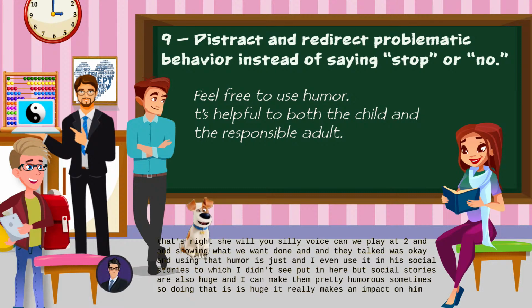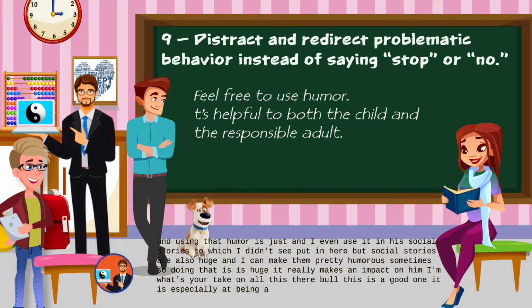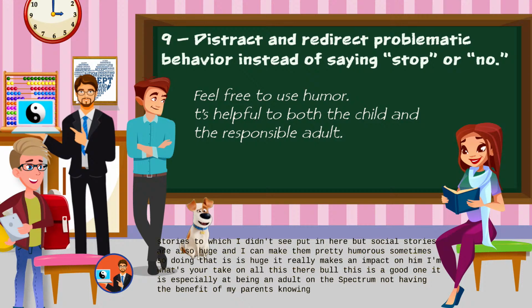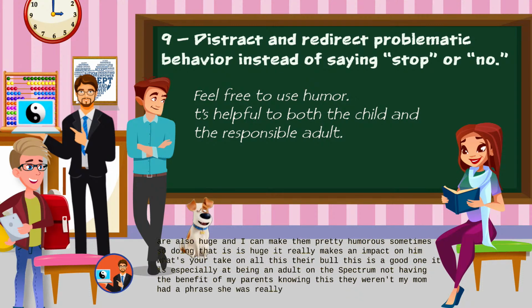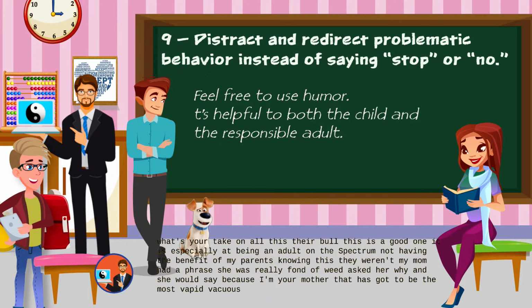And what's your take on all this there, Boole? This is a good one. It is, especially being an adult on the spectrum, not having the benefit of my parents knowing this. My mom had a phrase she was really fond of. We'd ask her why, and she would say, "Because I'm your mother." That has got to be the most vapid, vacuous statement I've ever heard. That is not why we do anything.